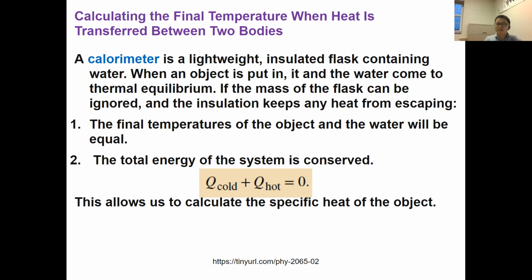Basically, a calorimeter is a lightweight device. It's well insulated. Usually, it comes in the form of a flask or beaker, well insulated, that contains water because water has a well-known heat capacity. Then you put the unknown object into it. You wait for a little while, and then the object and the water will come to thermal equilibrium, and then you measure the temperature of the equilibrium status. Of course, you first have to measure the temperature of the water initially, as well as the object initially. Then use that information, you can find the specific heat capacity of the object.